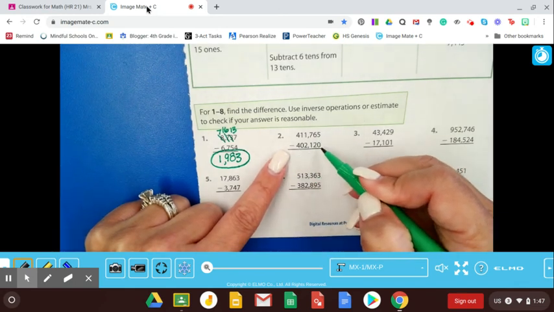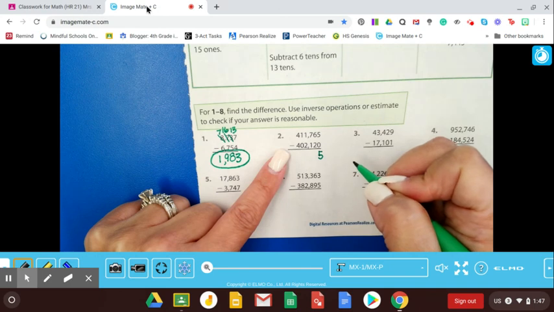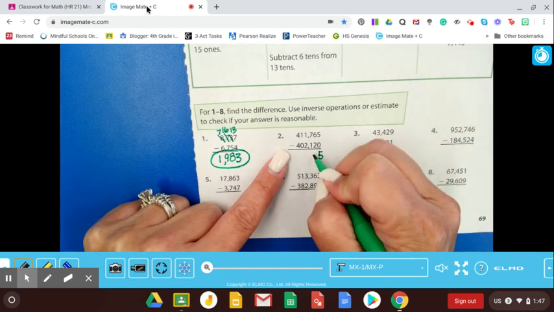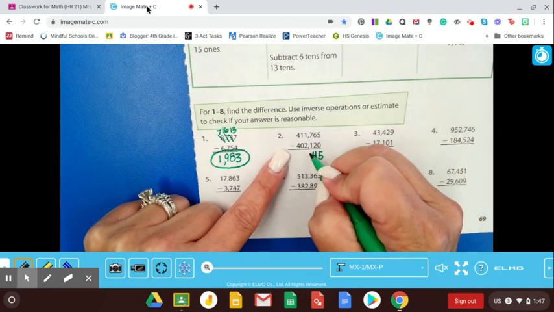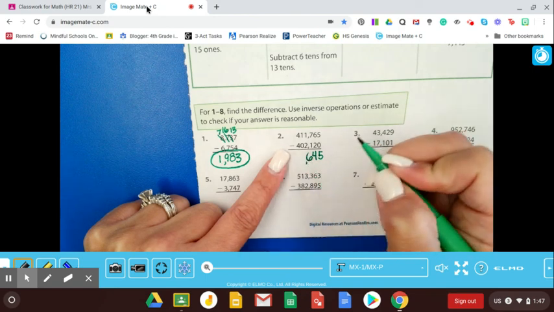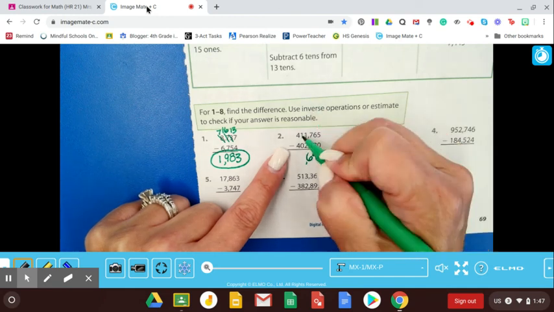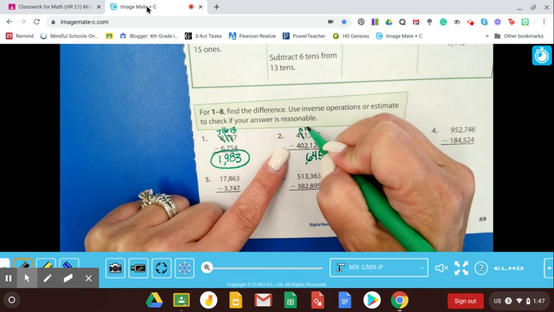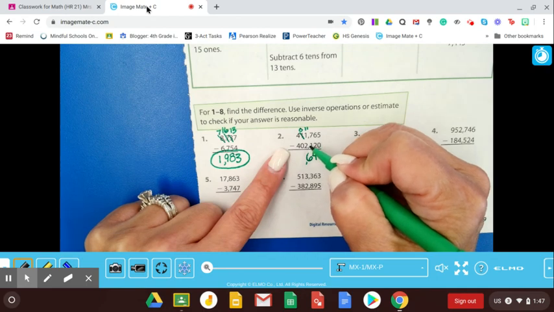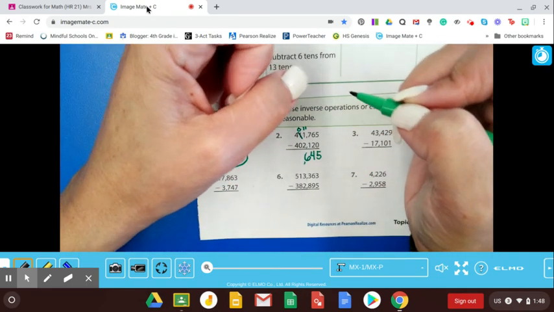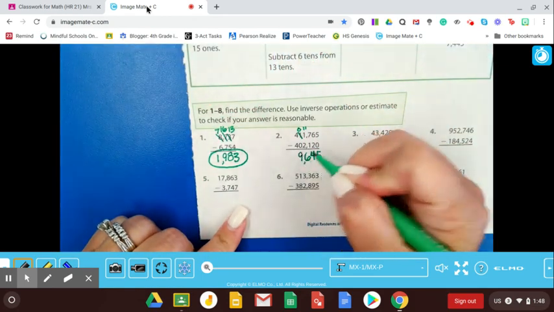Let's do another. We want to start in the ones column. 5 minus 0, can I do it? I sure can. 5. 6 minus 2, can I do it? I sure can. 4. 7 minus 1, can I do it? Yep, that would be a 6. Bring down my comma. 1 minus 2, can I do it? Nope. Go next door, leaves him with nothing, but I get to bring my 1 over to make an 11. Now I have 11 minus 2. Can I do that? Yes, I can. 2, 3, 4, 5, 6, 7, 8, 9, 10, 11. That gives me a 9.